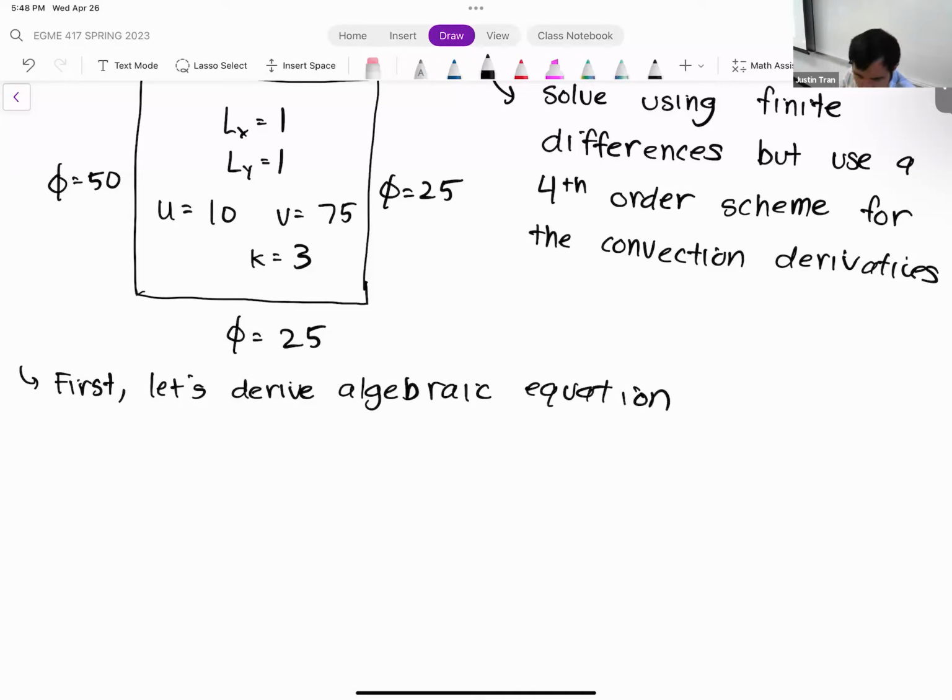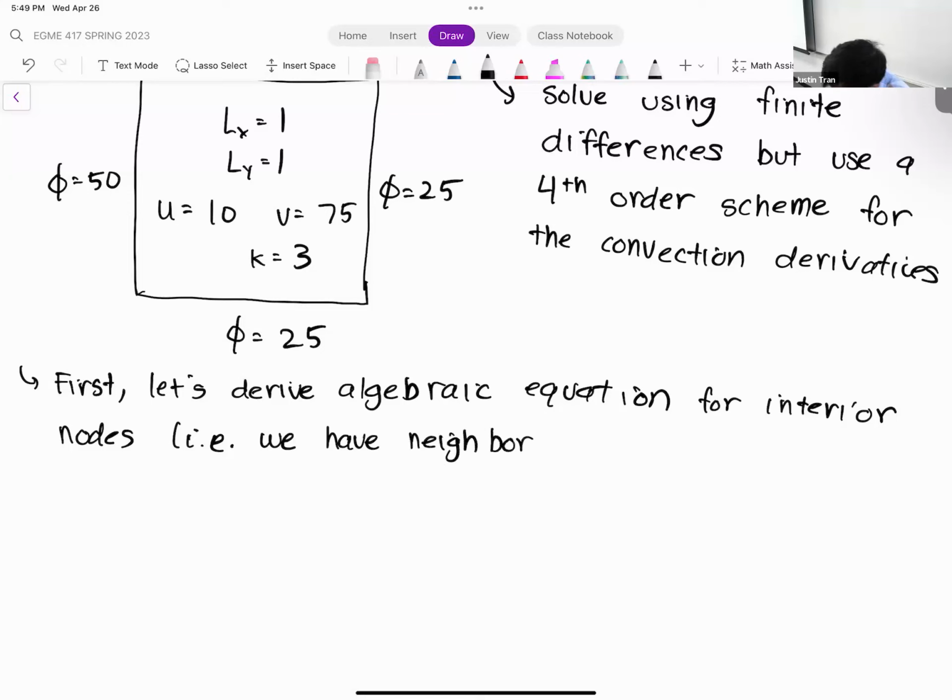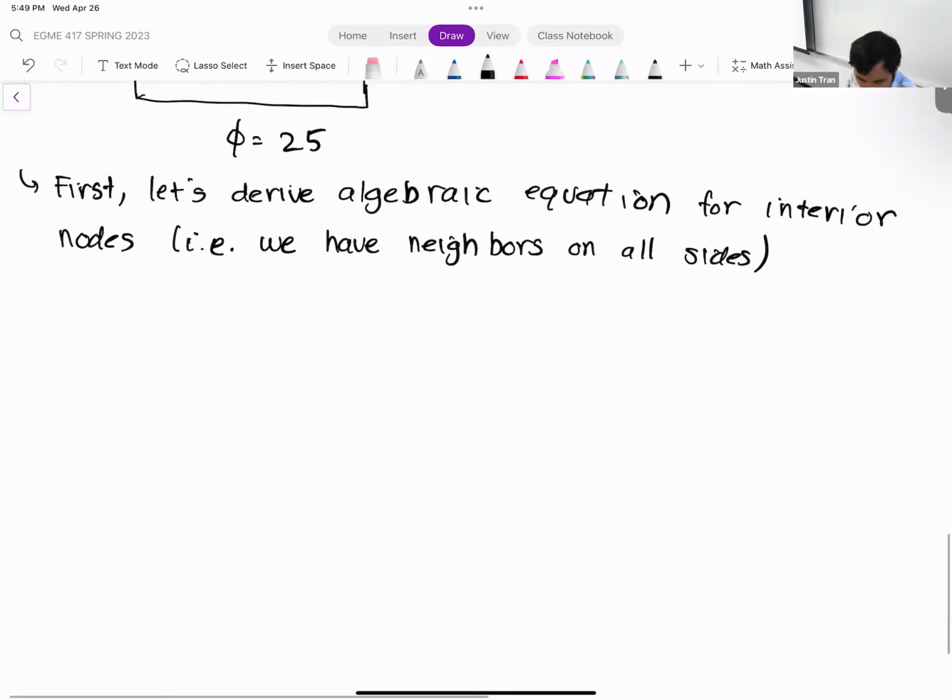And when I mean algebraic equation, what I mean is for the interior nodes. In other words, we're going to derive our equation and we're going to assume that we have enough neighbors on every side. Okay, we'll do that first, and then we'll go over the special cases where we don't have enough neighbors. Okay? So I'm going to start with the generic equation.